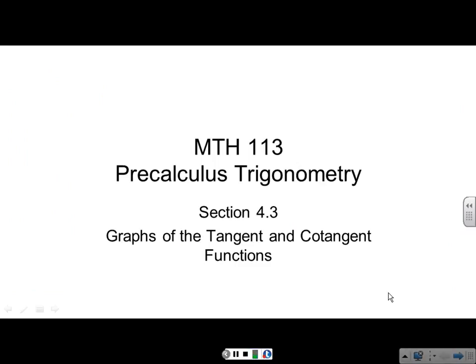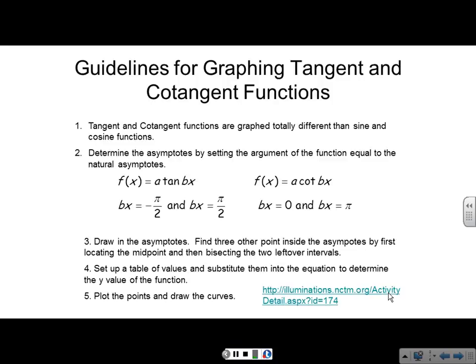Chapter 4, Section 3, Graphs of the Tangent and Cotangent Functions. In this section, we're going to learn how to graph the tangent and cotangent functions, just like we did in the previous chapters for the sine and cosine functions. So, first thing you need to understand is the tangent and cotangent functions are graphed totally different than the sine and the cosine functions.